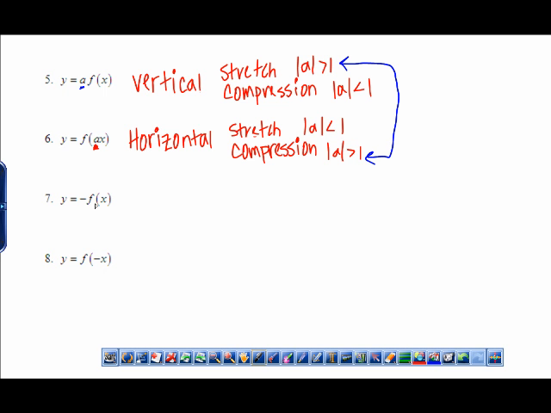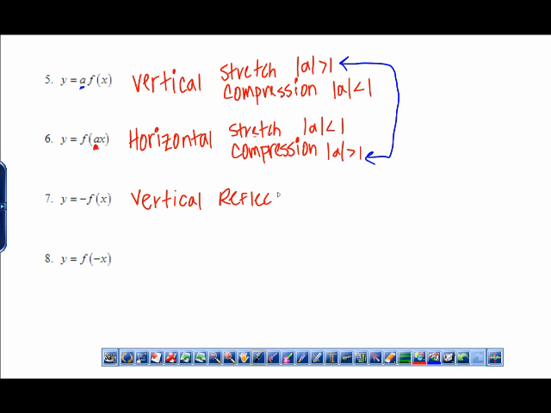All right, 7 and 8, definitely going to be our reflections. If you don't know which one is which, think about the pattern. Every time we've multiplied the whole thing by something or done something to the entire function, that has been a vertical change. That is affecting the entire range.